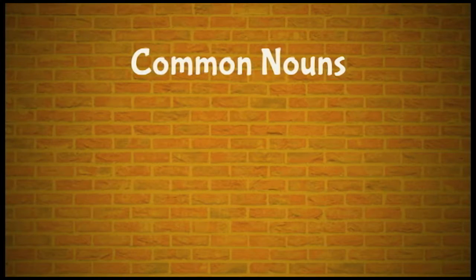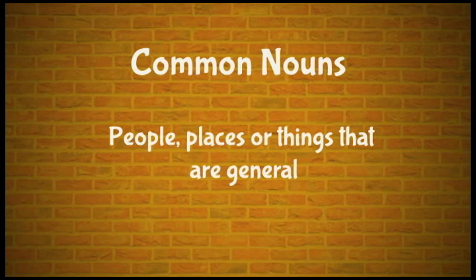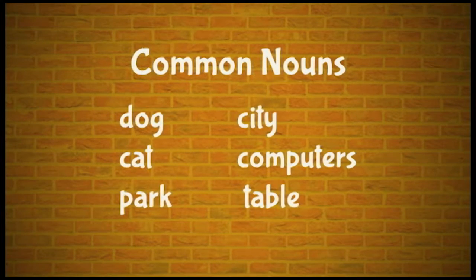The type of noun that we see most often is common nouns. Common nouns are people, places, and things that are general. Examples include dog, cat, park, city, computers, and tables, and so on.